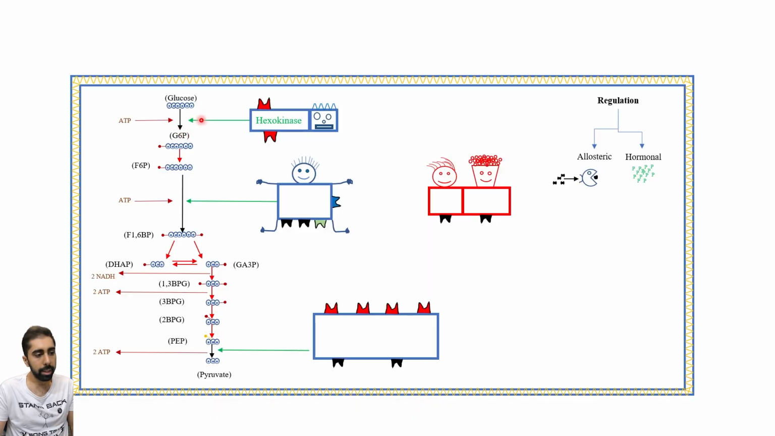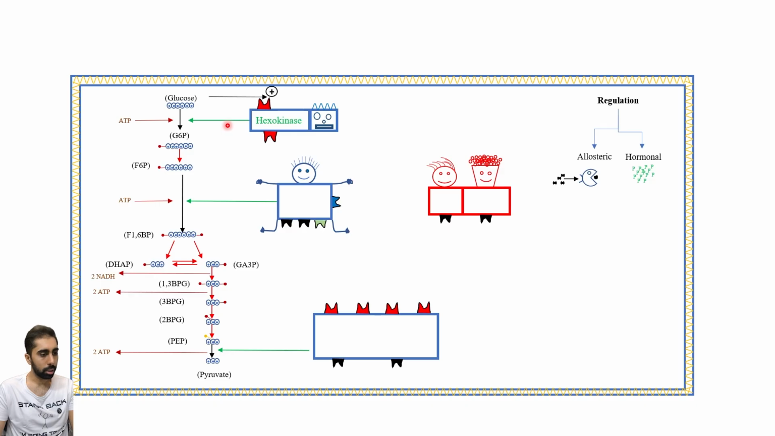So, when we have plenty of glucose in our cells, it is logical that the cell wants to turn glucose into something else. And what can it be? It can be glucose 6-phosphate. So glucose allosterically can enhance and stimulate hexokinase.